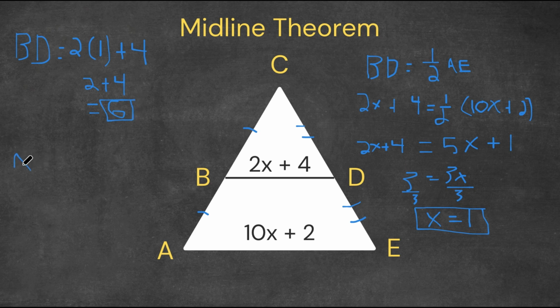Now let's find AE. AE is equal to 10 times 1 plus 2. And this is equal to 10 times 1 is simply 10, so 10 plus 2 is 12. So the length of the line segment AE is 12. And that's how you use the midline theorem to solve for line segments.